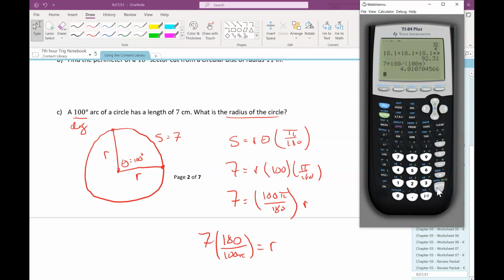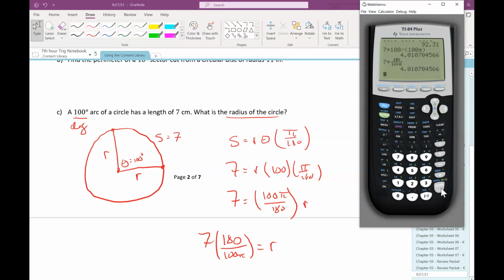So that's my answer. Alternatively, what might be easier is if you use the alpha y equals button to go to the fraction menu and take that n over d shortcut. And then you don't have to worry about the parenthesis. You just type it in how it looks on your paper. And you'll get the same thing.